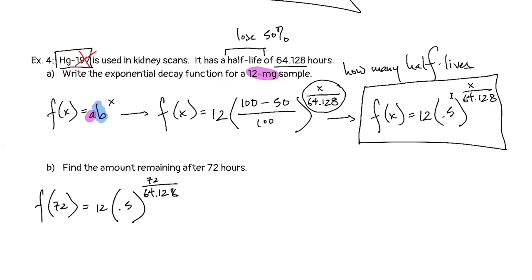Yeah, it's going to be bigger than 3, right? Because it's more than 1 half-life, but not 2 half-lives. So it's somewhere between 3 and 6 should be our answer.